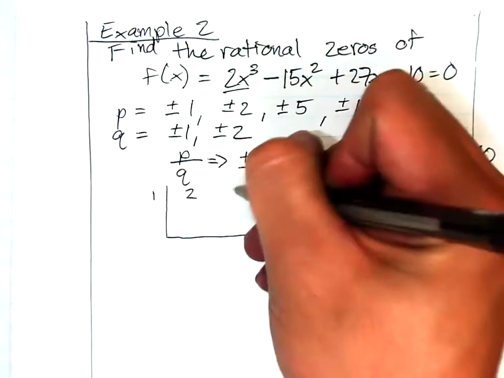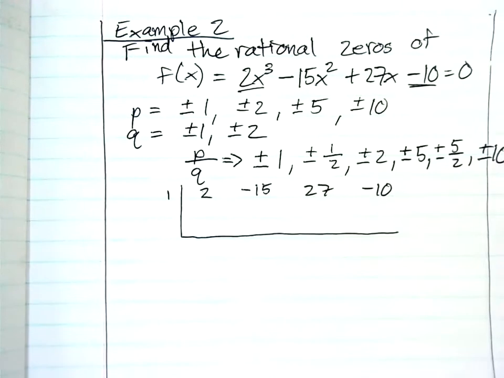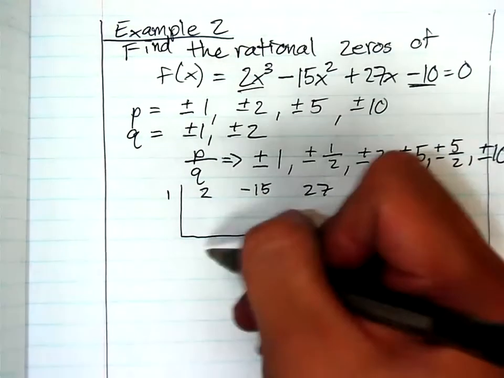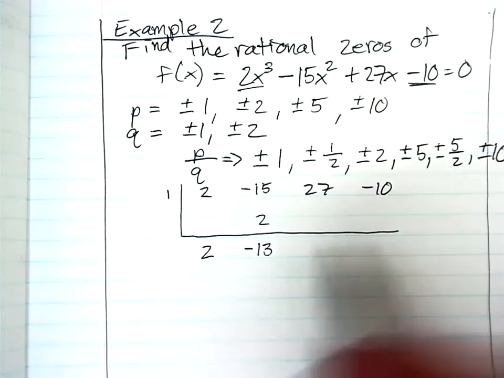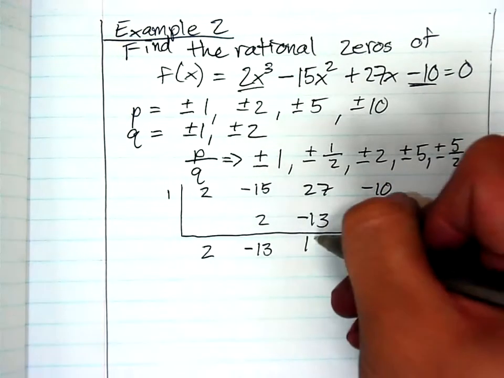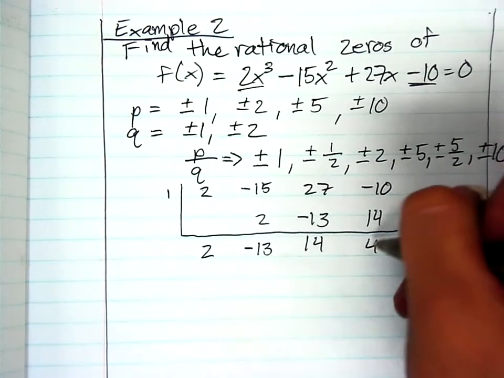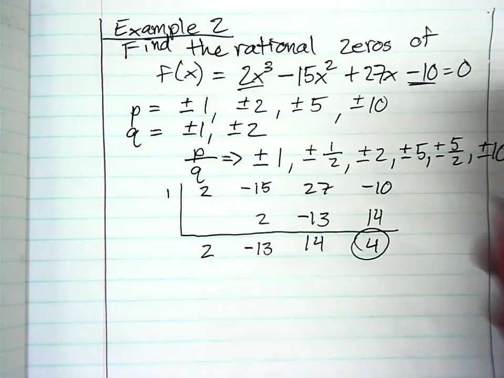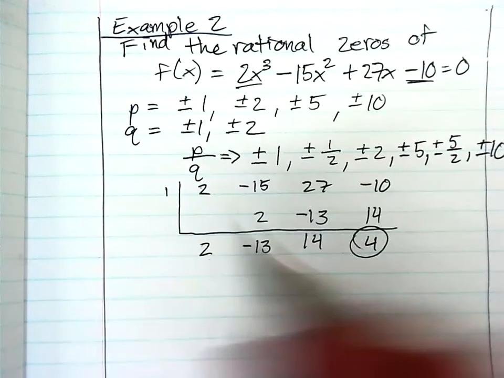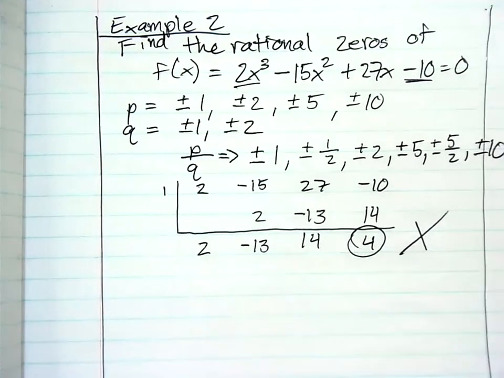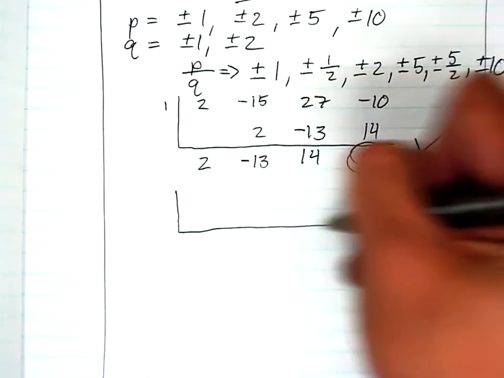So with this one, I get 2, -15, 27, and -10. Using synthetic division, we get 2 right there, 2 there, -13. That's going to be -13 and 14. 1 and 14, I get 14, and end up with a remainder of 4. So because I end up with a remainder, this potential rational zero is not a factor. So, did not work. Let's go ahead and test our next one.